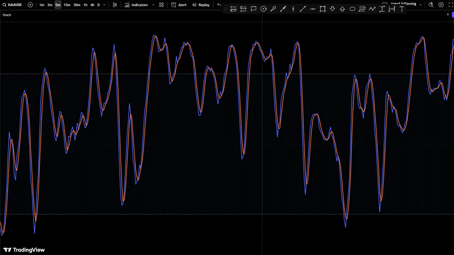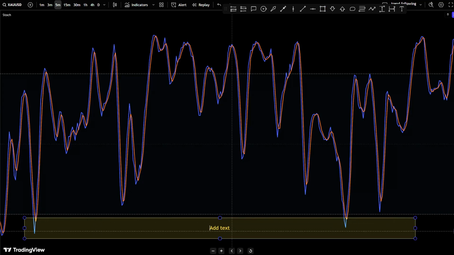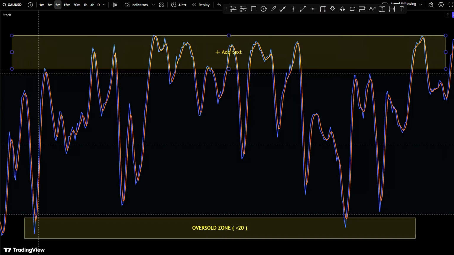So why is this a big deal? When the stochastic drops below 20, it's in the oversold zone, which means the price might have fallen too fast and could be ready to head back up. When it's above 80, it's in the overbought zone, meaning the price might have shot up too quick and could be due for a pullback. Using this with your moving averages gives you a killer combo to spot when the market's giving you good opportunities.